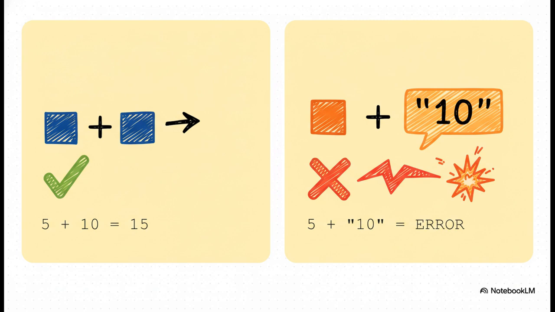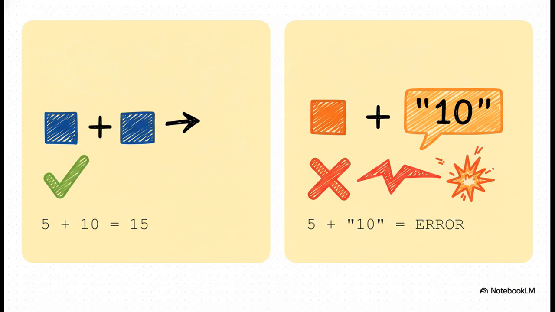Okay, check this out. This is the problem in a nutshell. On the left side, you've got 5 plus 10. Python looks at that and says, easy, that's 15. No problem at all. But then look at the right. It sees the number 5 and the text "10". See the quotes? To Python, you can't mathematically add a number and a word. It just doesn't make sense, so it throws an error.